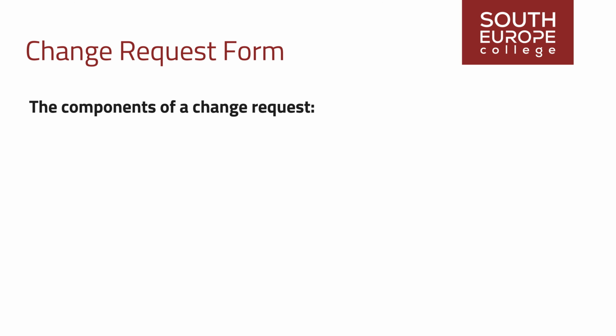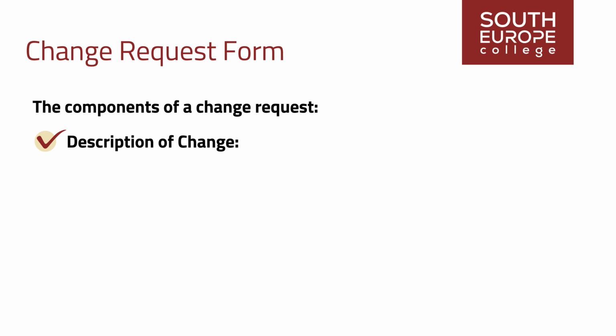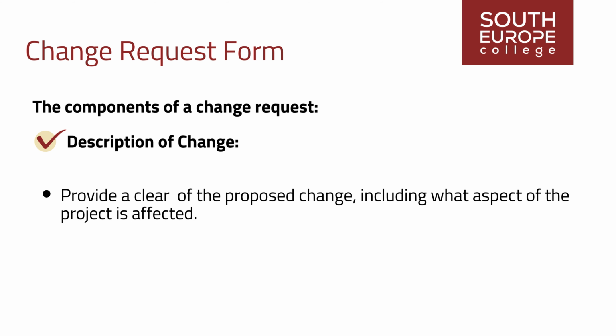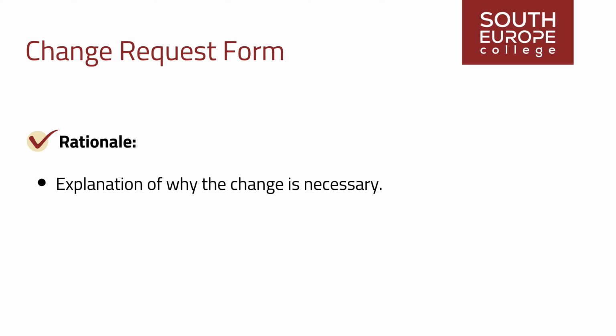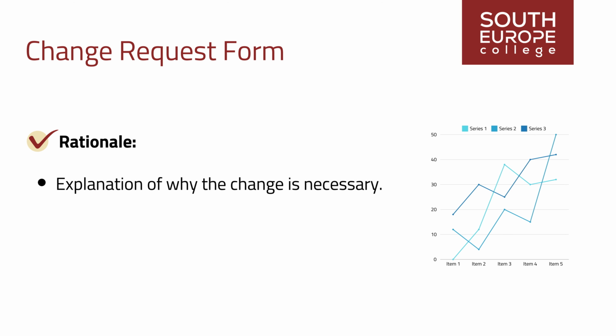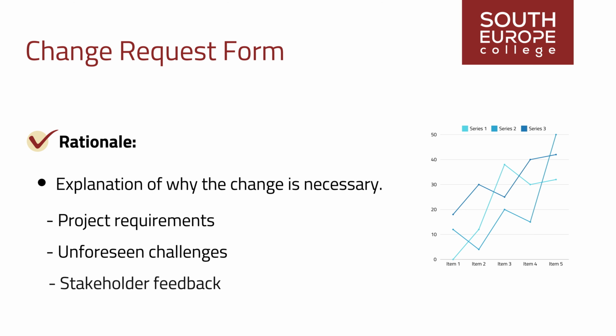The components of a change request typically include the following: description of change. Provide a clear and concise description of the proposed change, including what aspect of the project is affected and the nature of the modification. Rationale. An explanation of why the change is necessary or desirable. This may include factors such as evolving project requirements, unforeseen challenges, stakeholder feedback, or new opportunities.